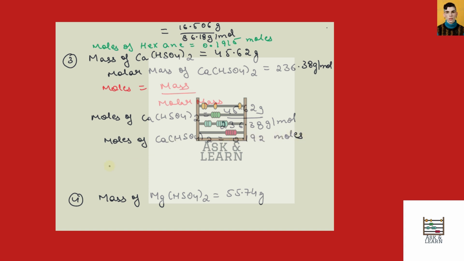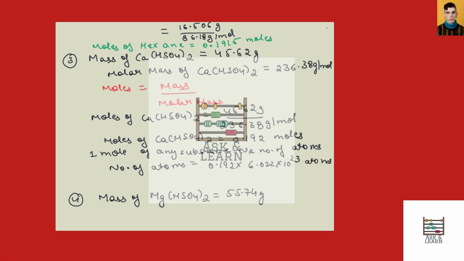Now we have the moles. One mole of any substance contains the Avogadro's number of atoms. So here the number of atoms comes to be 0.192 multiplied by 6.022 into 10 raised to power 23 atoms. When we solve this, the number of atoms present in the 42.62 gram of calcium hydrogen sulfate is 1.156 into 10 raised to power 23 atoms.